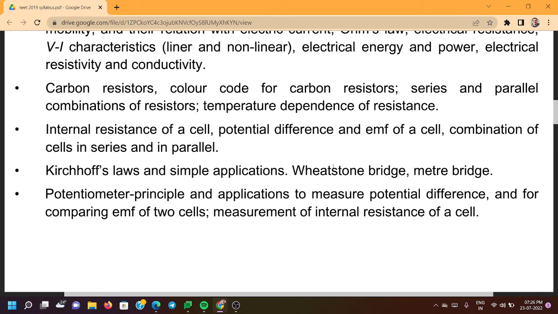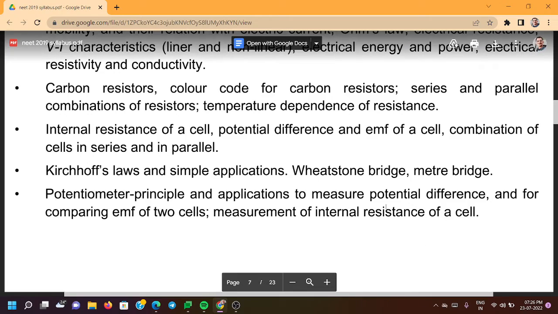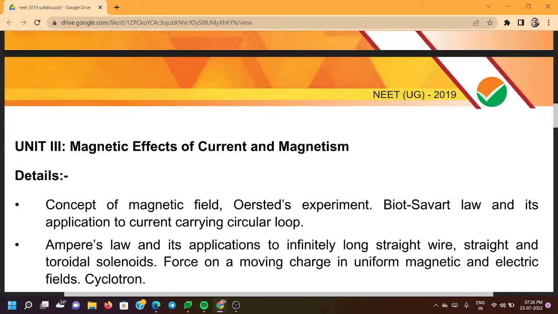difference and EMF of a cell, combination of cells in series and in parallel, Kirchhoff's law and simple applications, Wheatstone bridge, meter bridge, potentiometer, principle and applications to measure potential difference and for comparing EMF of two cells, measuring of internal resistance of a cell.